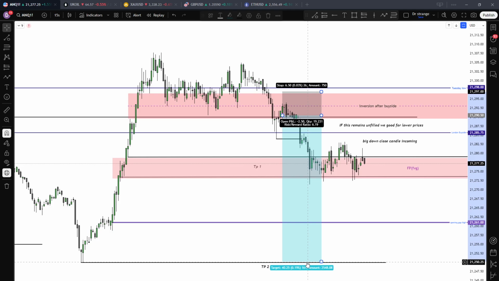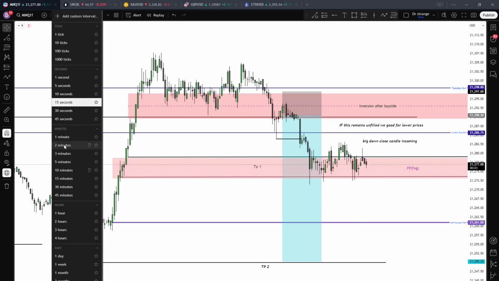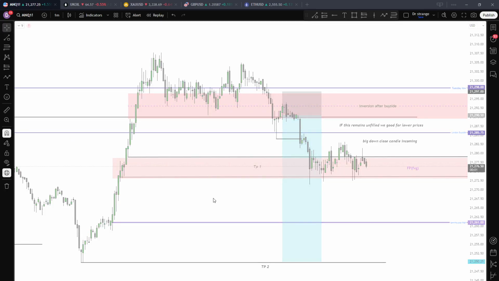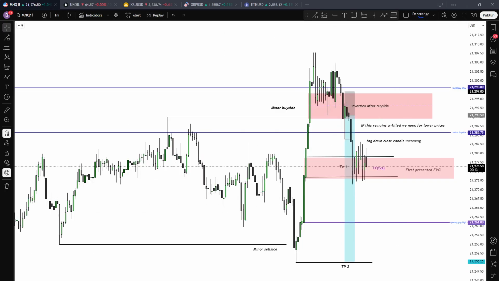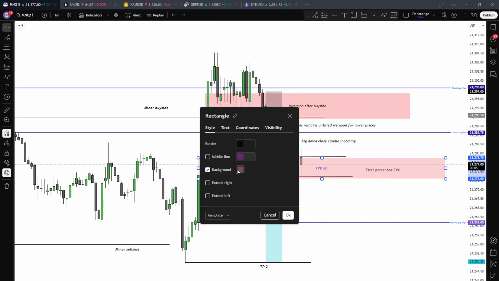But for holding purposes, we watch price action here. This is a decision point. Either we are going lower from there or we are going higher from there. This inversion will determine, this first presented fair value gap will always determine.